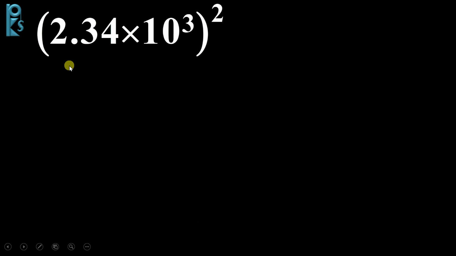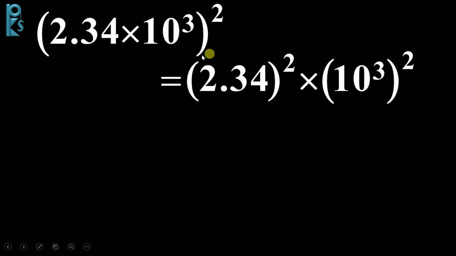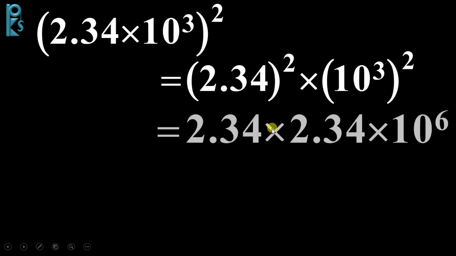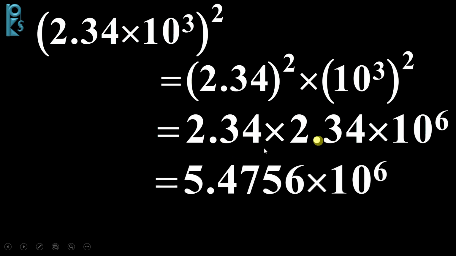Carefully pay attention to this case. 2.34 times 10 to the 3 is raised to the power of 2. I can write it like this: the exponent to the power of 2 and the coefficient to the power of 2 separately. 10 to the 3 to the power of 2 will be 10 to the 6. And 2.34 squared could be easily separated like this: 2.34 multiplied by 2.34. Okay? They are the same terms. Mathematically, if you multiply them, you will get 5.4756 times 10 to the 6.